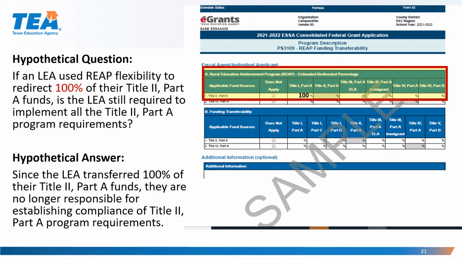So, as you can see now, if you transfer 100% of your Title II Part A or Title IV Part A funds to another activity, then in that case you no longer have to be compliant. But if it's anything under 100%, then the LEA will still need to ensure that they are compliant to either Title II Part A or Title IV Part A program requirements.